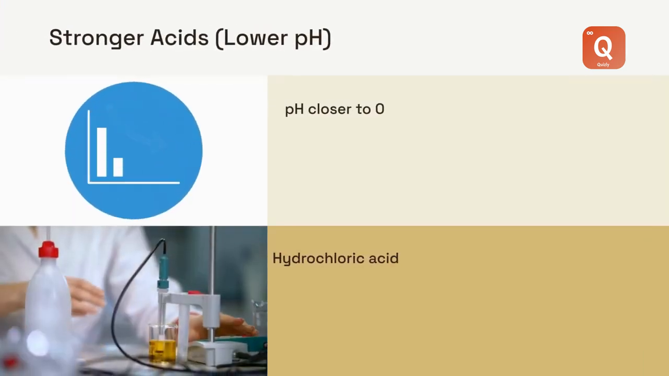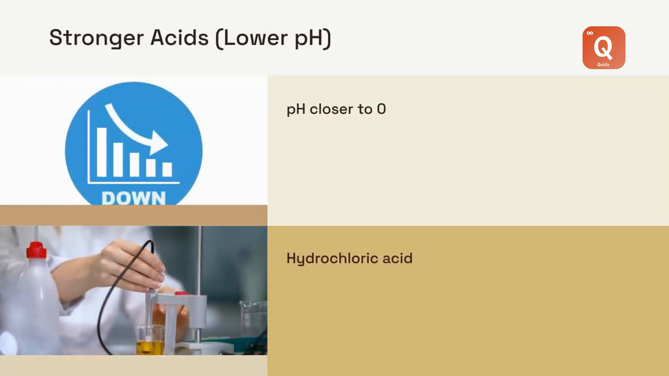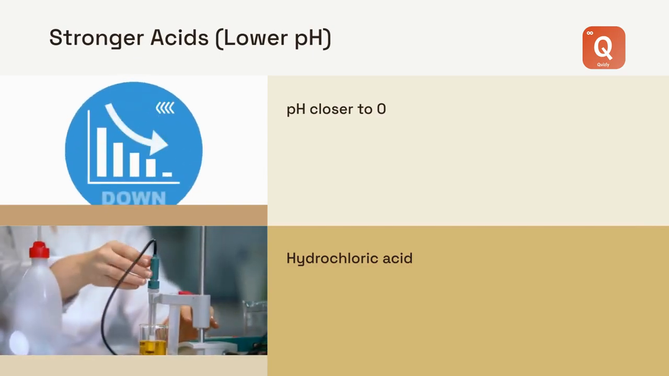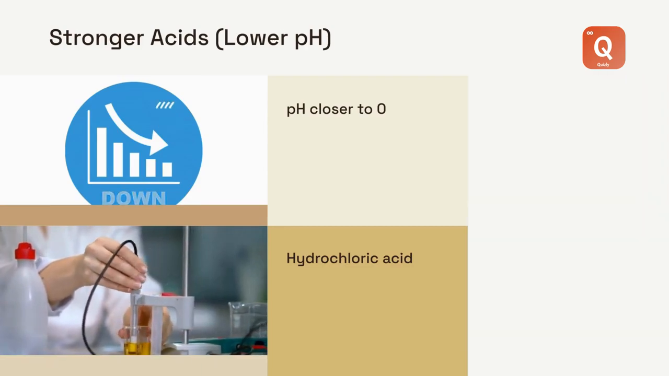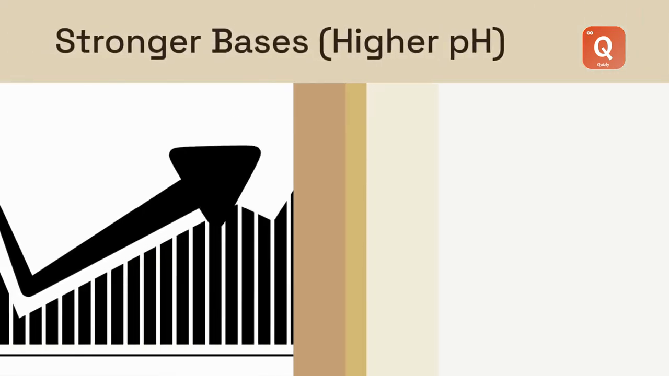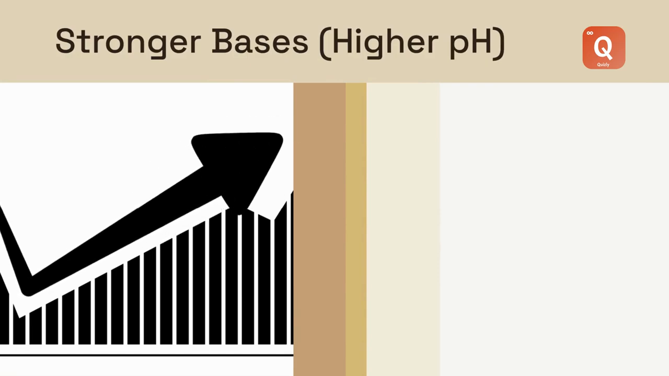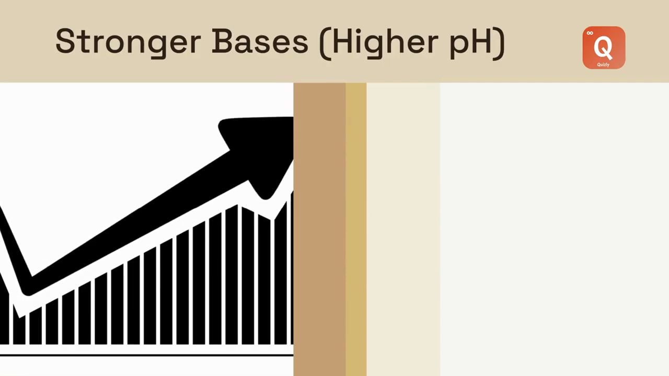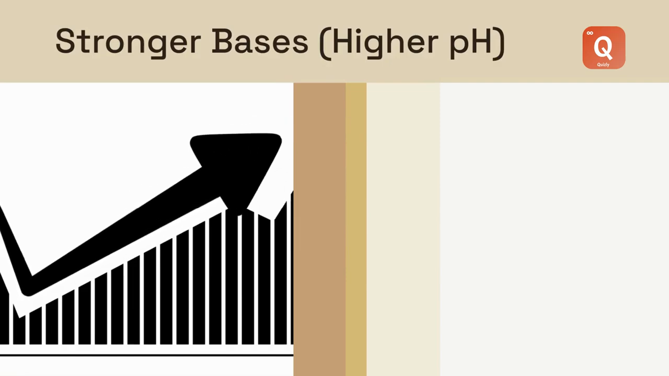Stronger acids have lower pH values, meaning they are closer to 0 on the scale. Think of strong acids like hydrochloric acid, which has a pH of around 1. On the other hand, stronger bases have higher pH values, meaning they are closer to 14. An example is sodium hydroxide, a strong base with a pH of about 14.